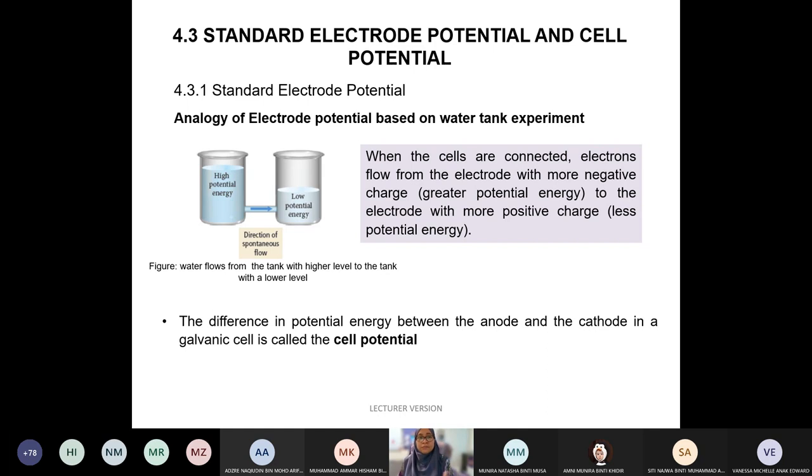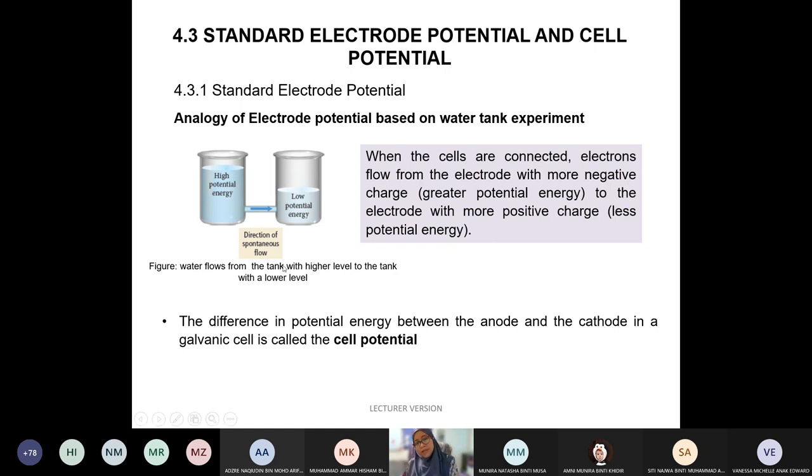Okay, so you have the water tank here. When the cells are connected, when you have the two cells connected, electrons flow from the electrode with more negative charge, greater potential energy, to the electrode with more positive charge, less potential energy. So that is how it works. Like a river, the waterfall will fall from a high place to a low place. Okay, so that is the equilibrium, like how life works, from the rich to the poor, the rich have to give charity to the poor. So, to balance it out. You know? To balance it out. So, the same goes for our chemistry too.